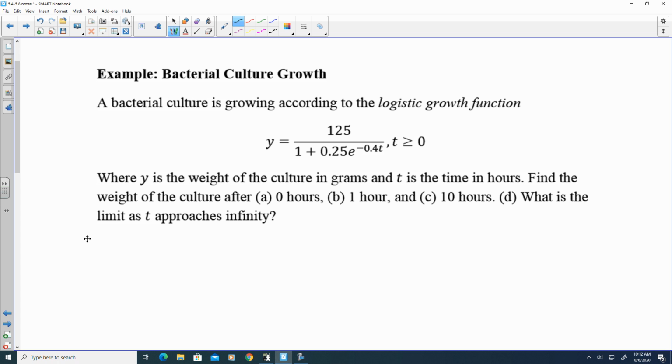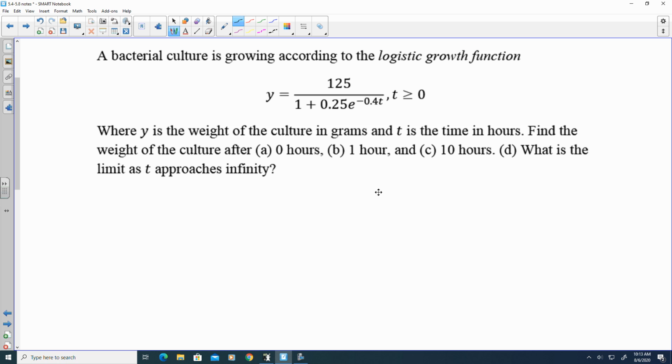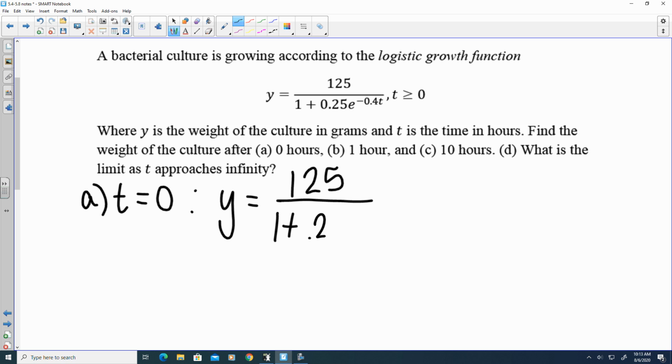Last question, we have a logistic growth formula that represents a bacterial culture growth, where y is the weight of the culture in grams and t is the time in hours. Find the weight of the culture after 0, 1, 10, and infinite hours. So again, we're not really doing calculus until letter D when we take the limit, but for A, B, and C, we're just plugging in 0, 1, and 10. When t equals 0, y equals 125 over 1 plus all this stuff on the bottom, where we plug in a 0 for t, and that just comes out as 1 gram.